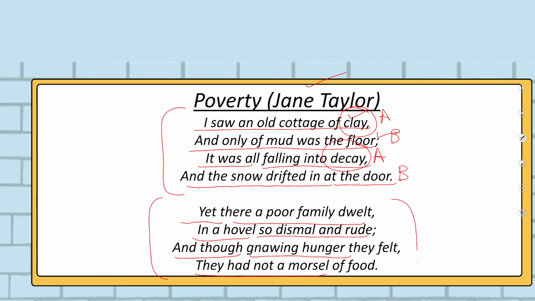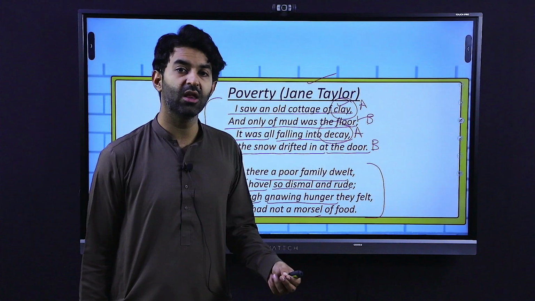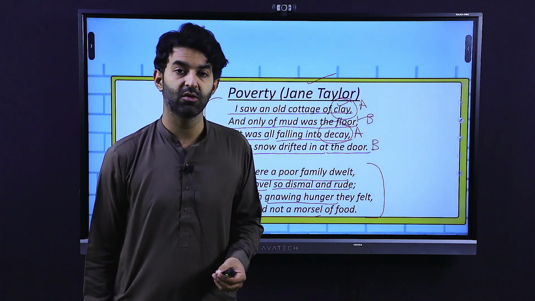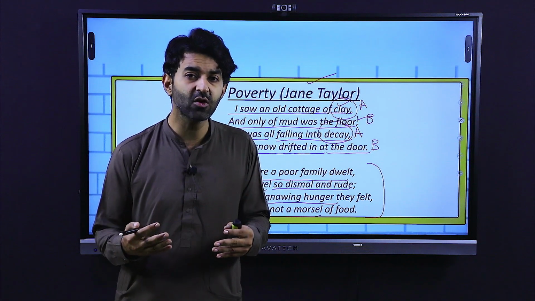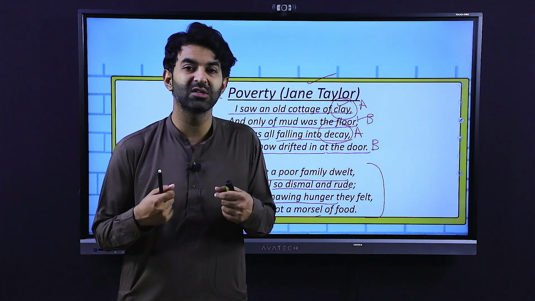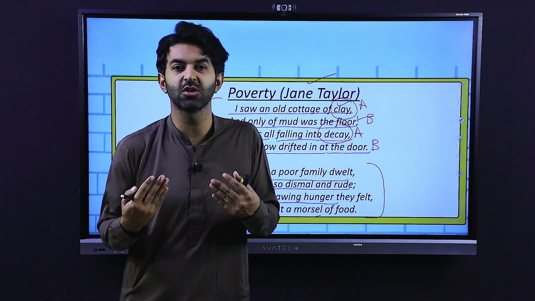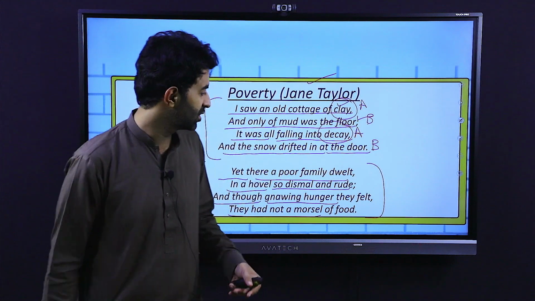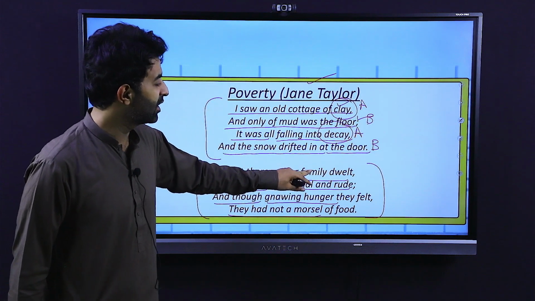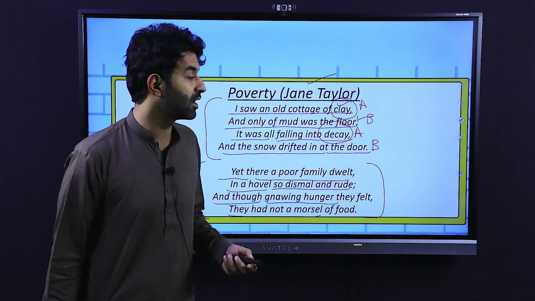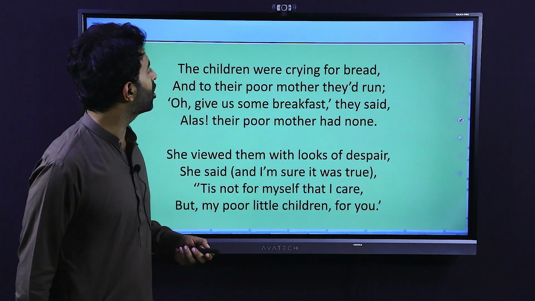So this represents a very sad and very bad situation. When you're reading this kind of stanza, you have to be very empathetic and full of sympathy so that it shows in your voice and in your narration. So this is a very sad representation of poverty that a family is facing. Let's move on to the next stanza.